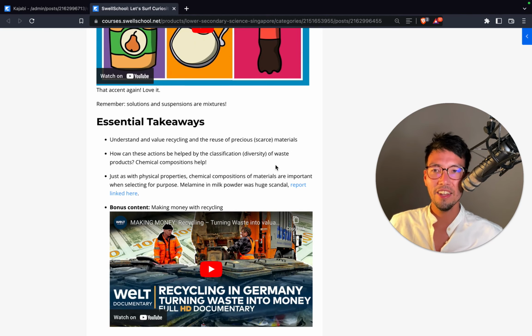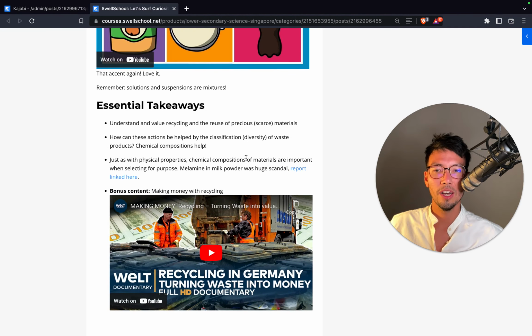And yeah, at the end of the topic, the essential takeaways will be for us to understand how getting a grasp of the chemical compositions allow us to become better at doing things like recycling and reusing of certain scarce materials. Okay? Chemical compositions help us when we want to do separation of these materials from waste streams, for example.